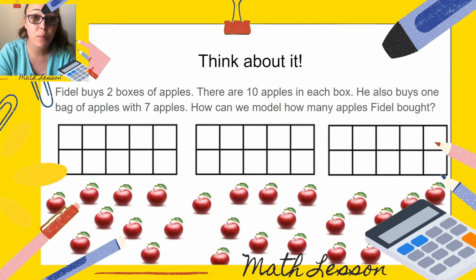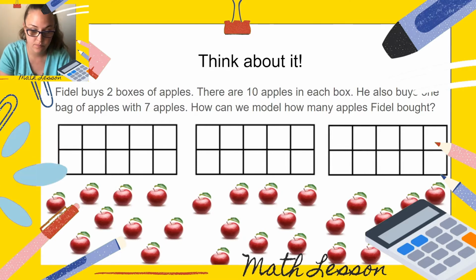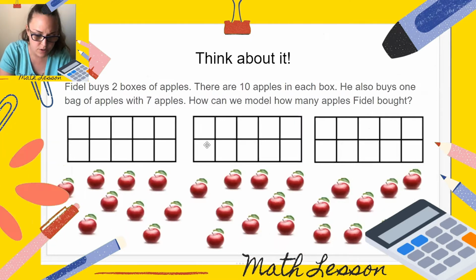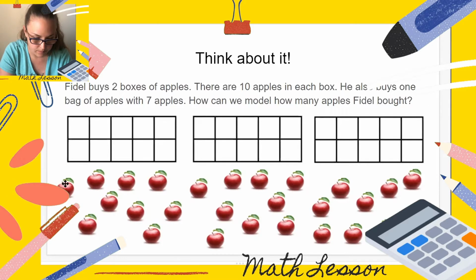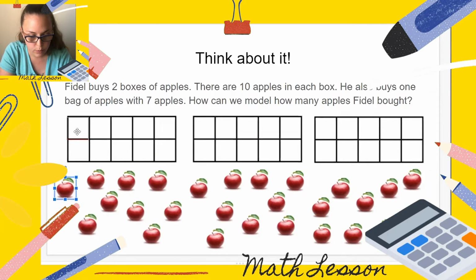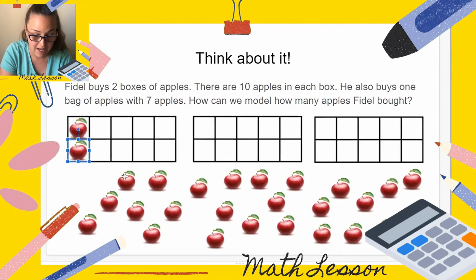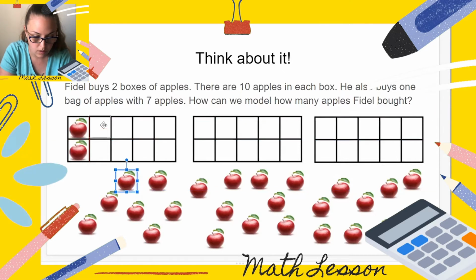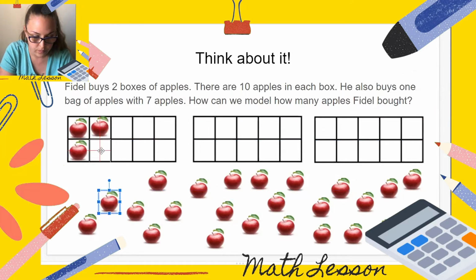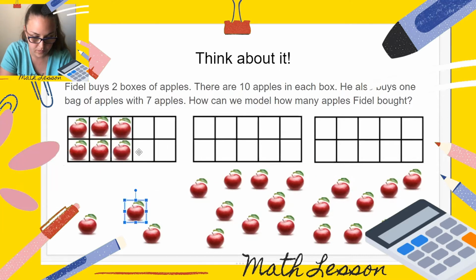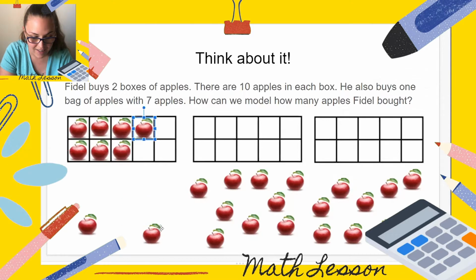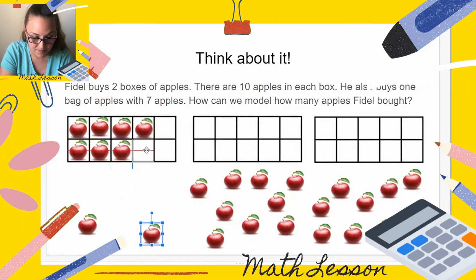That's right, we could put them in the 10 frames. So let's go ahead and do that now. So in order to model how many apples Fidel bought, we need to move the apples into the 10 frames. This will make it easier to count later. So as we're moving the apples into the 10 frames, have you already added how many apples Fidel bought?